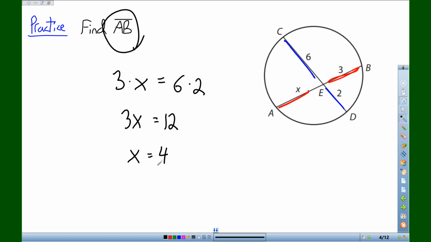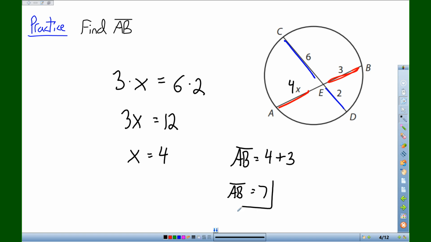Okay, so now that we know that x is 4, you could write it over here. You don't have to, but we can find AB by adding those together. So AB is going to equal 4 plus 3. You could write just 7 here. I don't mind if you skip this step, but I'm writing it out just so we're all on the same page. All right, so segment AB equals 7.